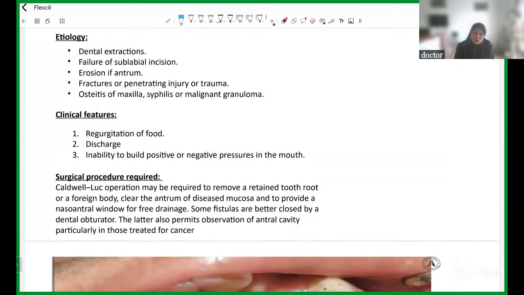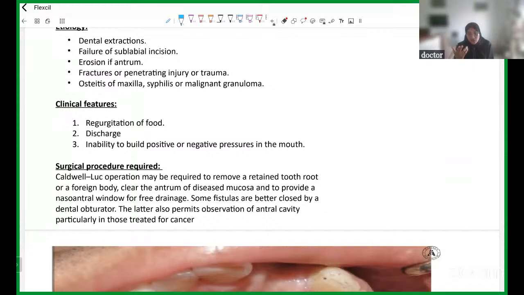Coming to the clinical features, these patients will have regurgitation of food. They eat food, the food gets stuck into that hole and it might regurgitate. The food or fluids may pass from the oral cavity into the antrum and then come out from the nose. If it is connecting to the nose, it will come out from the nose. Or there is discharge. The antrum is always infected. All right, so these patients will have foul smelling discharge either from their nose or from their mouth because of the retained food that has caused infection and many other reasons.